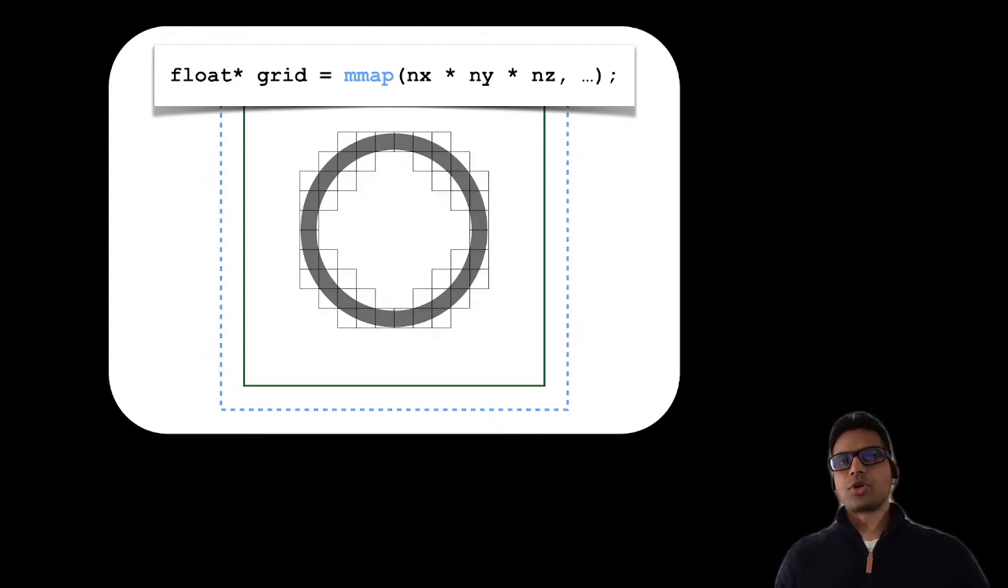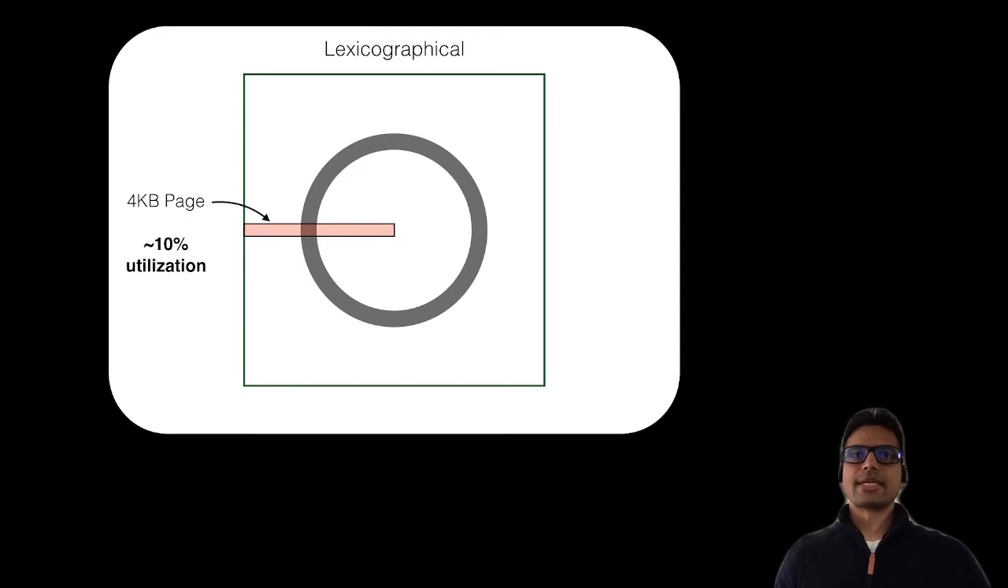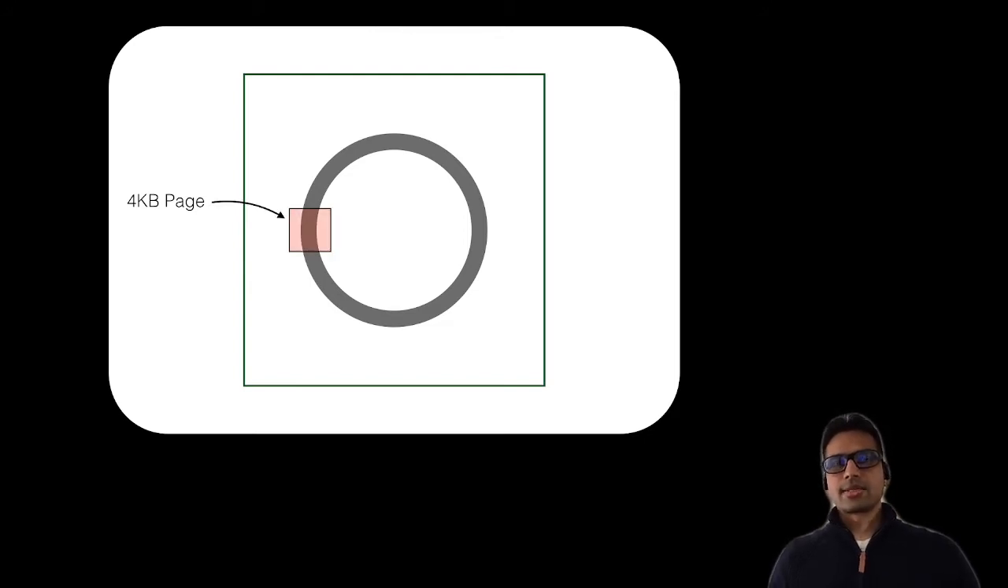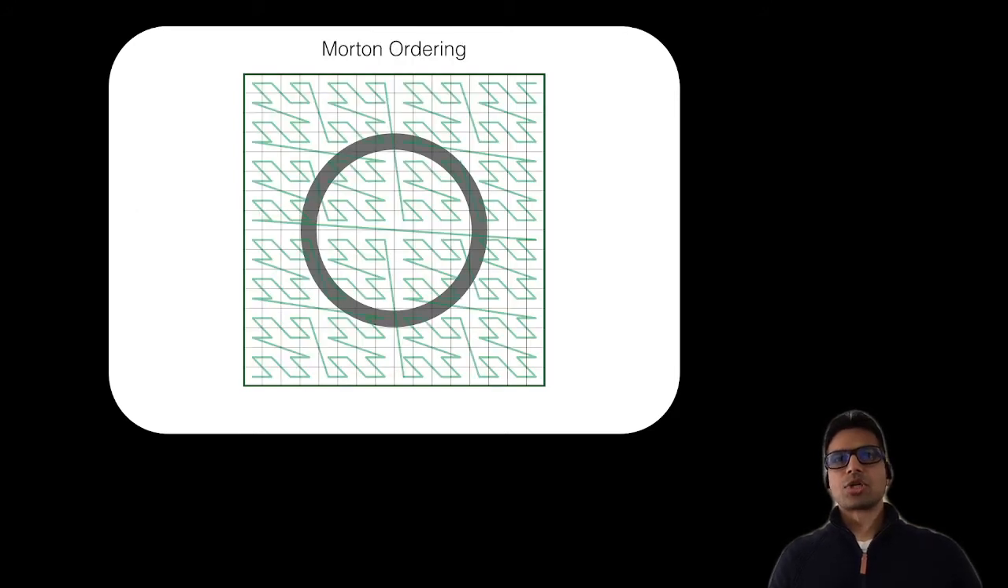Now, ideally, we only want to store those entities that are closest to my narrowband of interest. And this brings up the question of how do you index into this dataset? If you were to follow lexicographic indexing, then each 4 kilobyte page will have very low utilization. So here we are just giving a ballpark of approximately 10%. So what you want is something that is more compact, as shown here, and this can be achieved using a Morton ordering. And this is a concept that is also used in computer architecture for designing page tables.